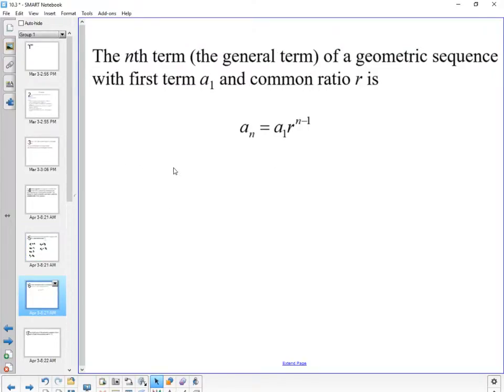So for geometrics, here's your explicit formula. They're calling it the general one. I would just say this is explicit. If you know what position you want, then you can just plug it into this bad boy.